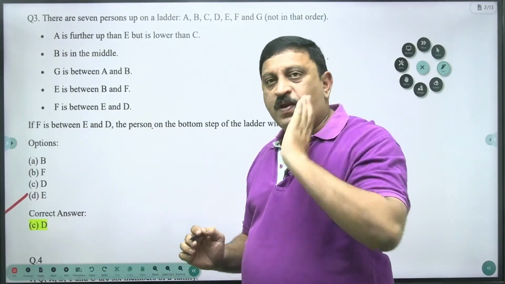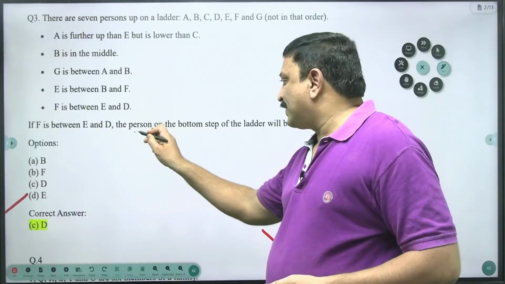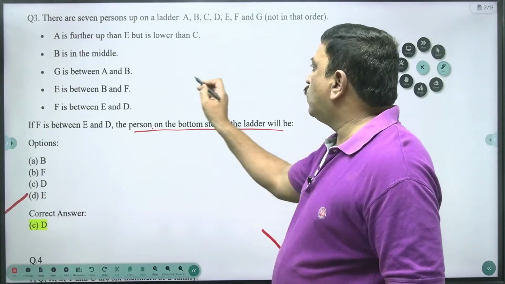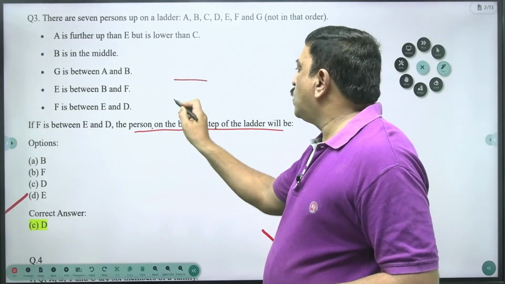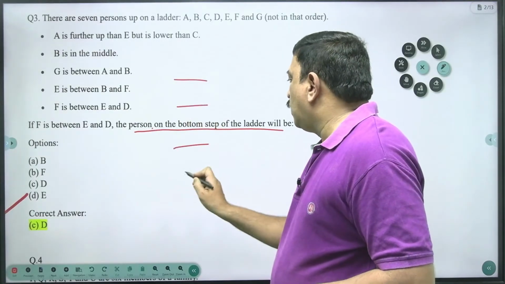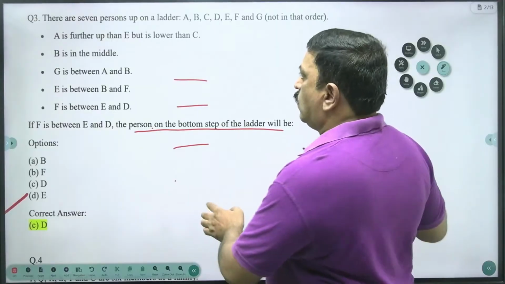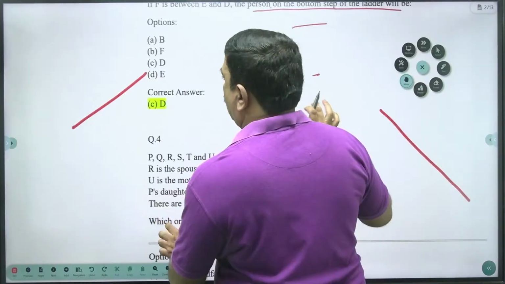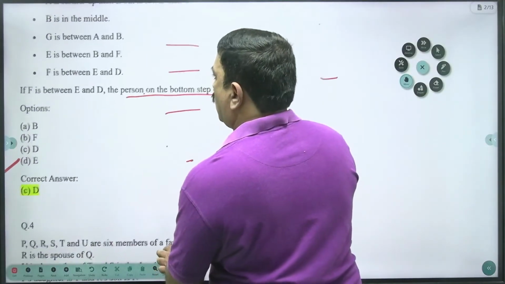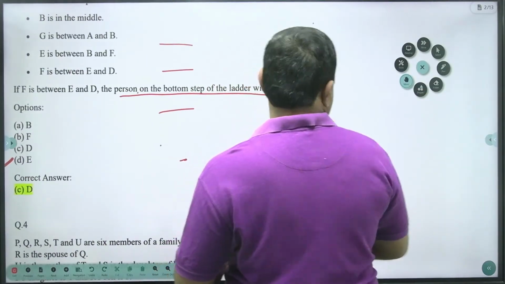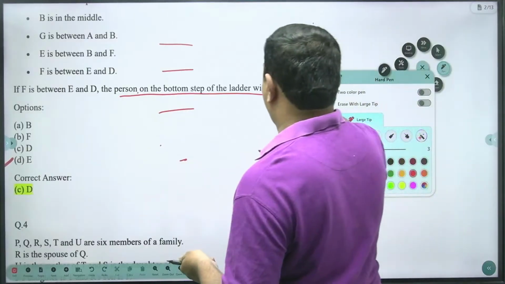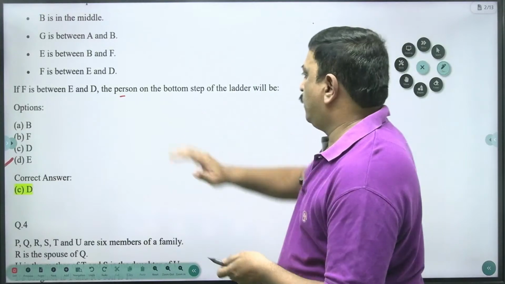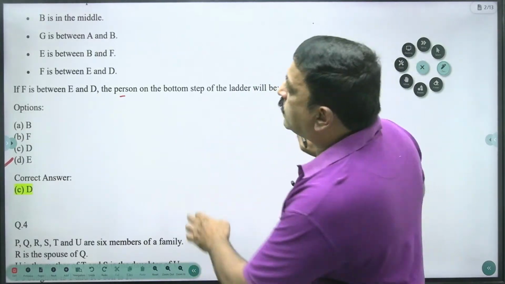Always you have to keep one eye on what is being asked. So the bottom of the ladder. So let us take the ladder and do it, 1, 2, 3, or else I can do it here, right, that is the question here.